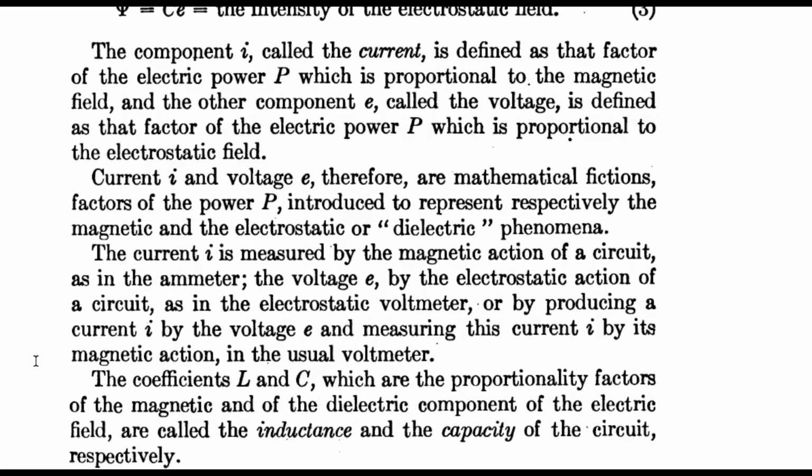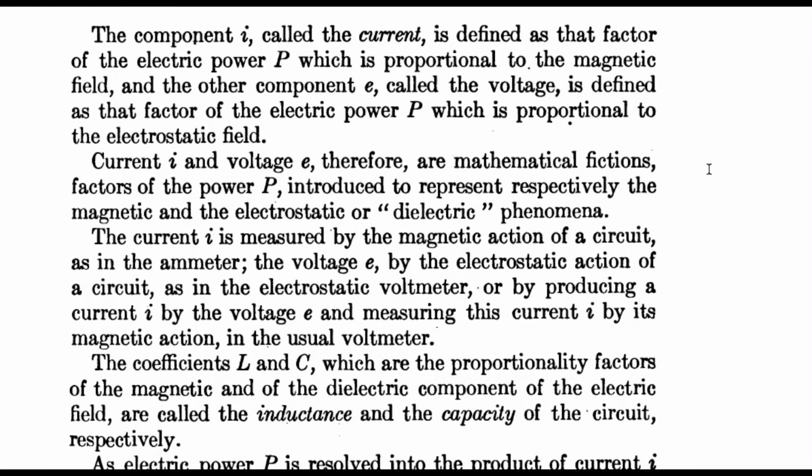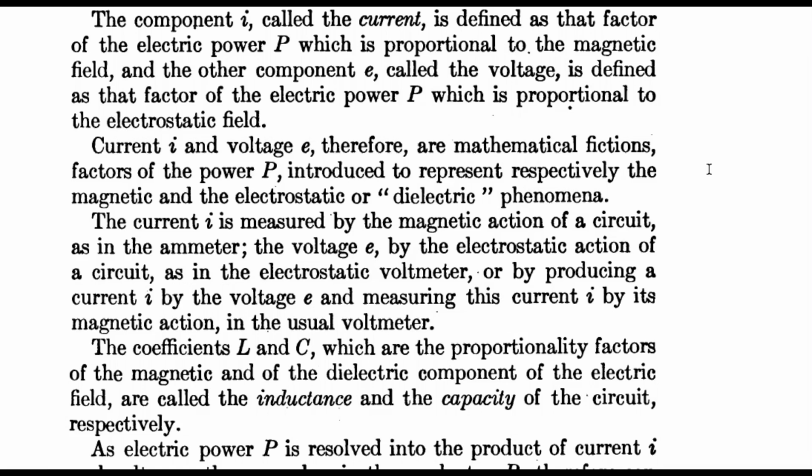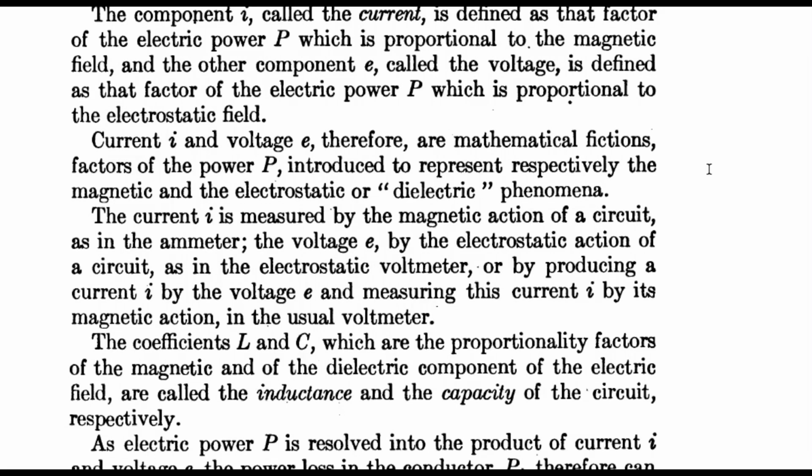Current I and voltage E, therefore, are mathematical fictions, factors of the power P, introduced to represent respectively the magnetic and the electrostatic or dielectric phenomena. The current I is measured by the magnetic action of a circuit, as in the ammeter. The voltage E by the electrostatic action of a circuit, as in the electrostatic voltmeter, or by producing a current I by the voltage E and measuring this current I by its magnetic action in the usual voltmeter.